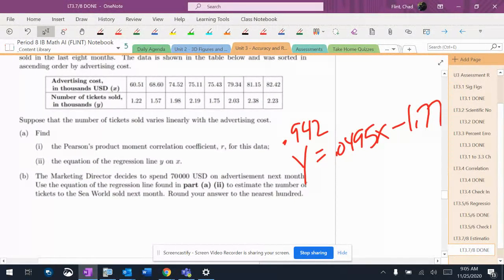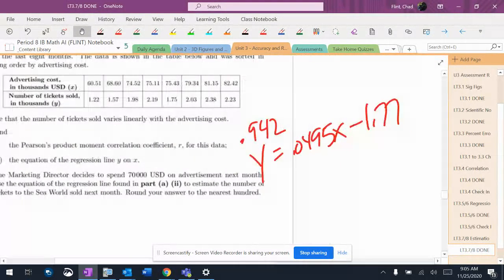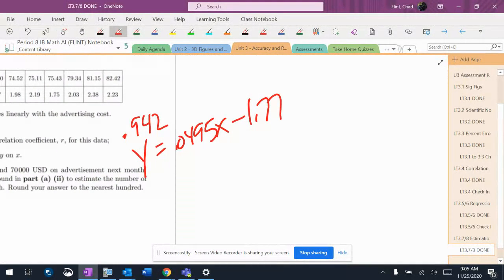And then it says the marketing director decides to spend $70,000 on advertisement next month. Use the regression equation to estimate it, and then round your answer to the nearest 100. Okay, so let's go. So the advertising was X, so it's 0.495 times 70,000.